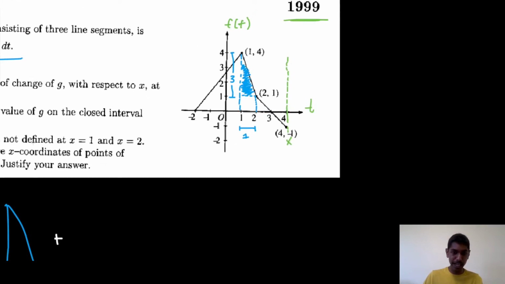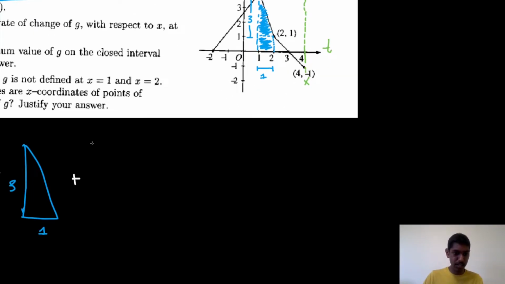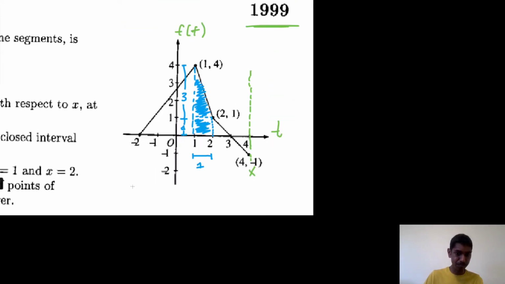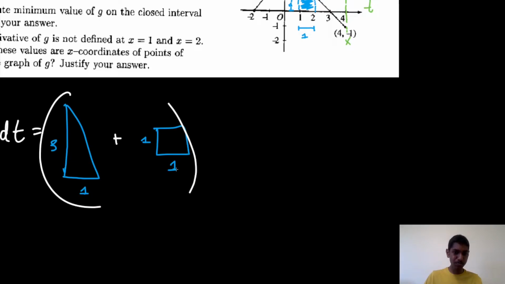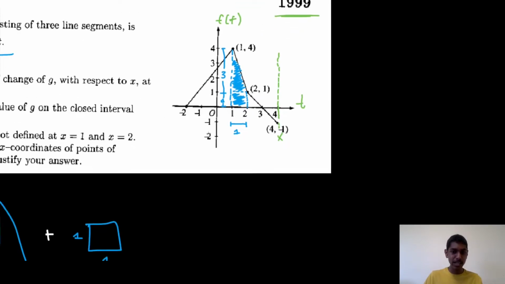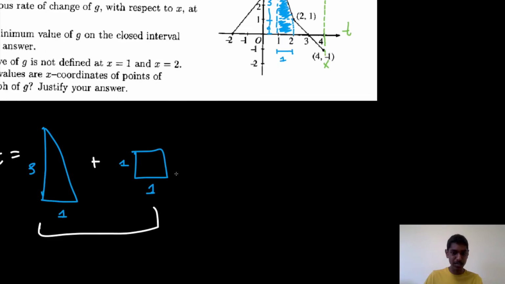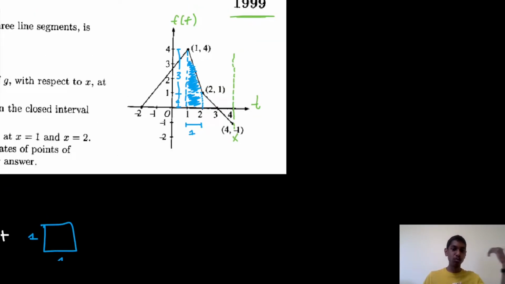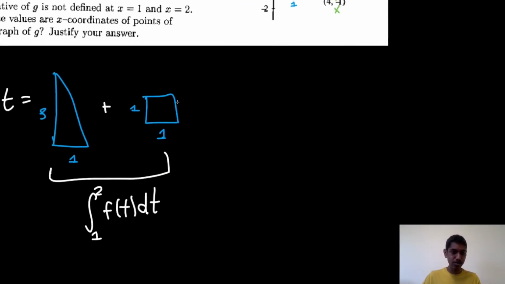And now we're going to add another one, which is right here. That's going to be a square, and that's a 1 by 1 square, right? Because this length is 1. And note that this sum is actually an integral from 1 to 2 of f of t dt, and we're going to add on more so that we can go all the way to 4 instead of just ending at 2.